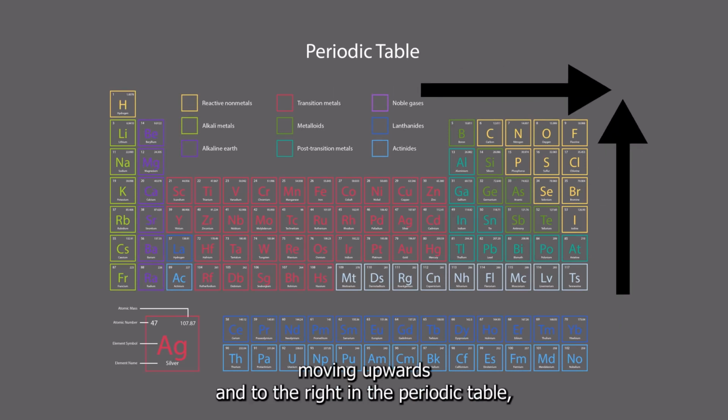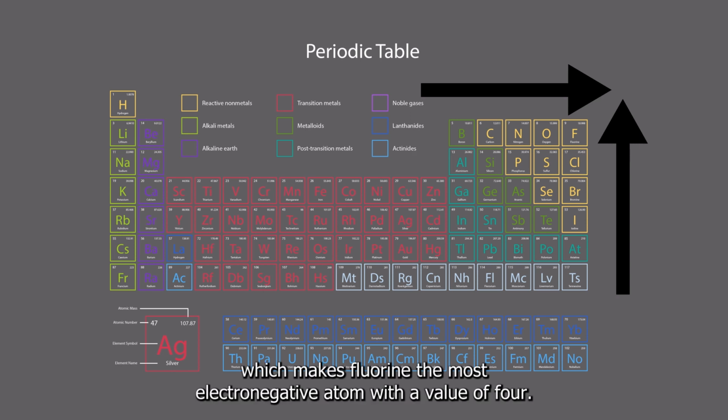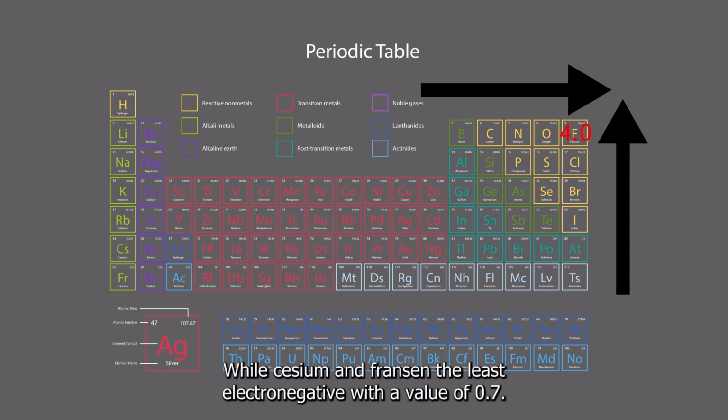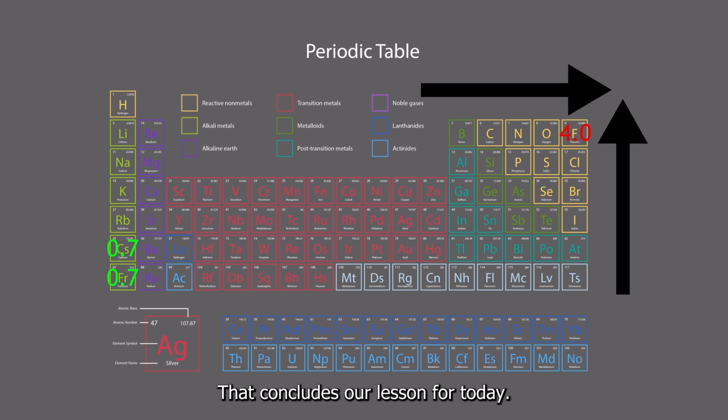Electronegativity increases moving upwards and to the right in the periodic table, which makes fluorine the most electronegative atom, with a value of 4, while cesium and francium are the least electronegative, with a value of 0.7.